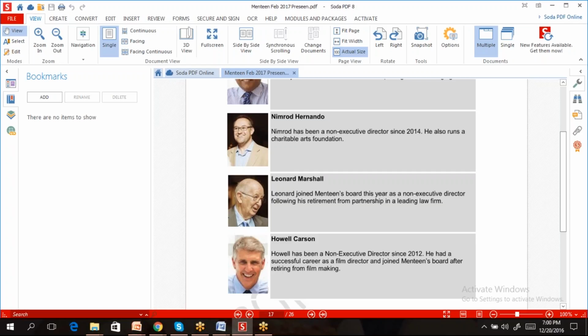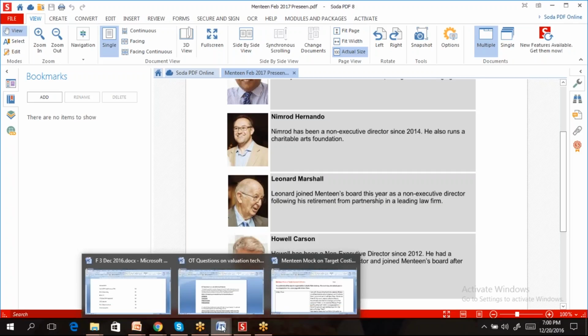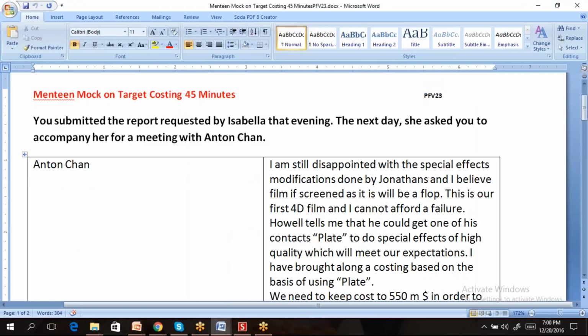Okay. So Howell is the man who is now telling us that he could get one of his contacts, Plat A, to do special effects of high quality, which will meet our expectations. So they are not happy with all that. This man is suggesting this because he has a lot of contacts with the film industry.